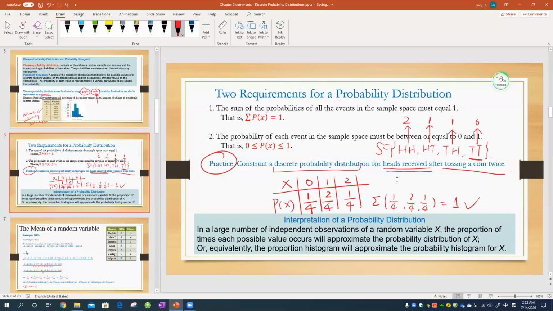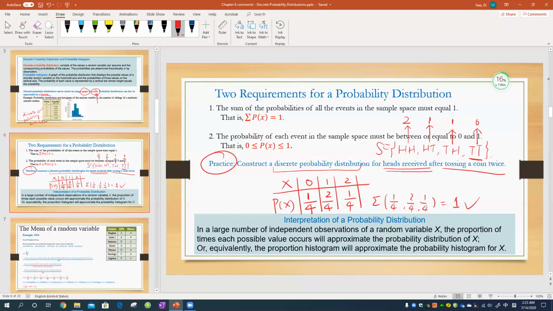So, the interpretation of a probability distribution. In a large number of independent observations of a random variable x, the proportion of times each possible value occurs will approximate the probability distribution of x, or equivalently, the proportion histogram will approximate the probability histogram for x. And same thing, so when we calculate this discrete probability distribution, we use the theoretical version of the probability formula. So this is the theoretical distribution.